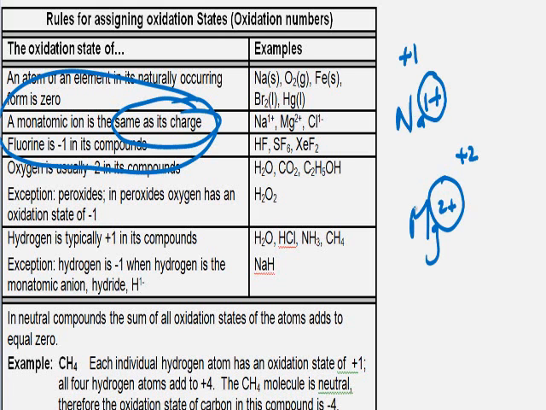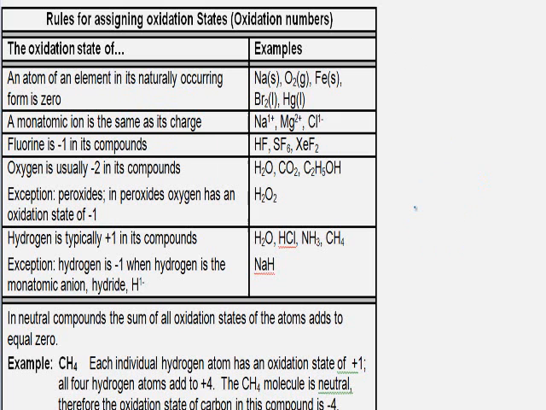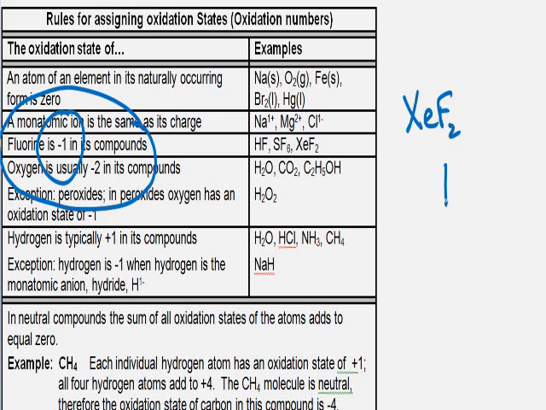Our third rule is that fluorine, which appears quite commonly in covalent compounds, is assigned an oxidation number of -1 when it's in compounds. So if we have something such as xenon difluoride, the individual fluorines in this compound each have an oxidation number of -1 that's been assigned to them.